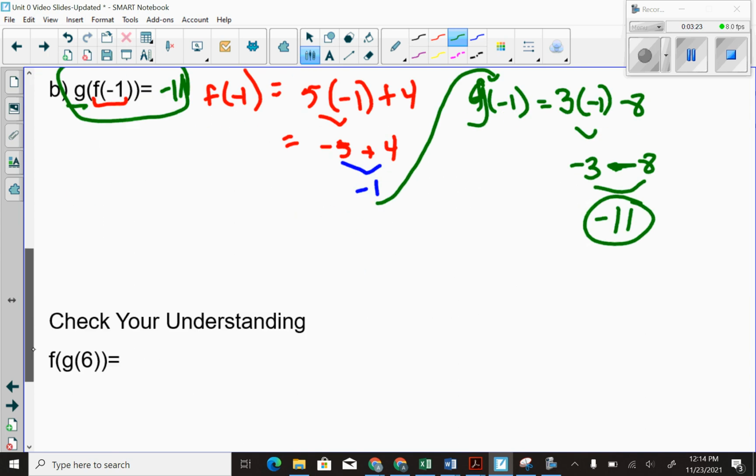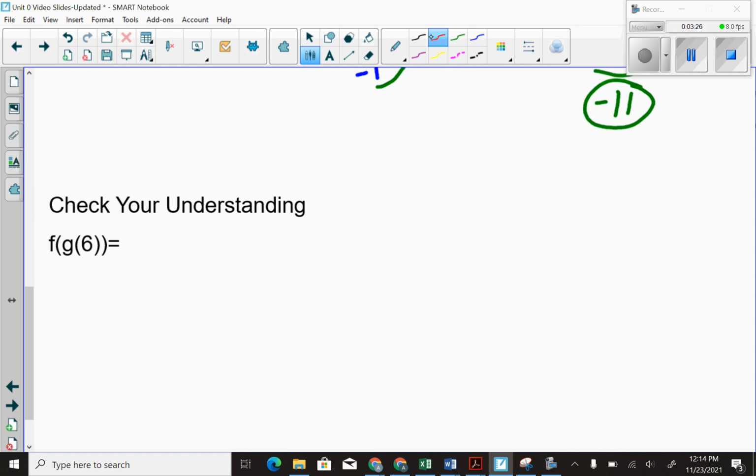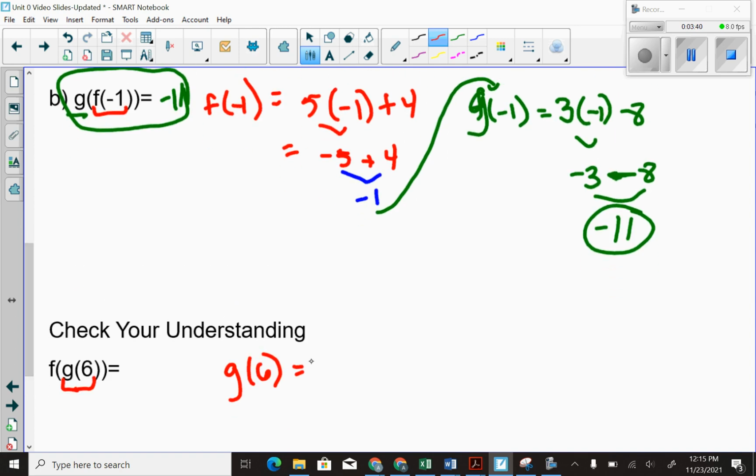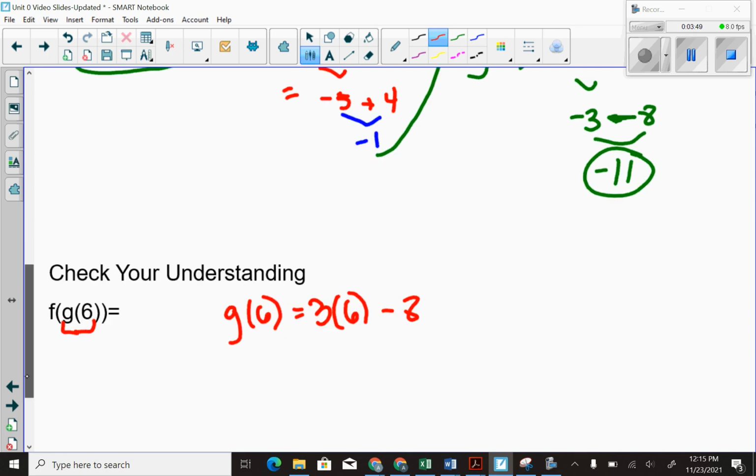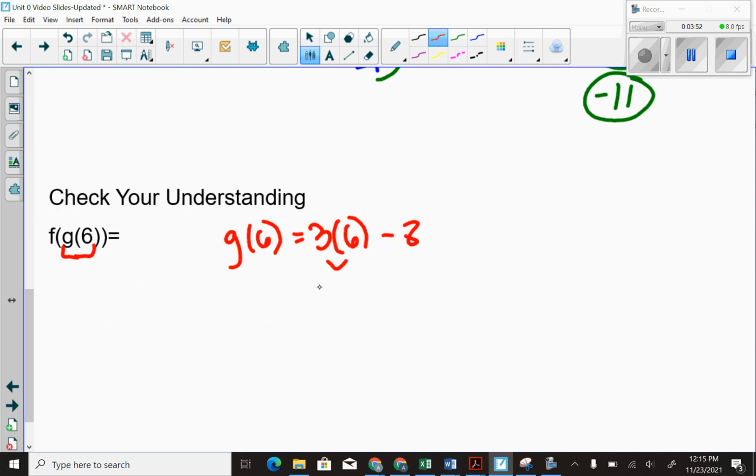All right, I suggest you try this one yourself. So we want to find f of g of 6. So we start with g of 6. And that function was 3 times x, which we're replacing with 6, minus 8. 3 times 6 is 18, minus 8, 10. So g of 6 is 10.